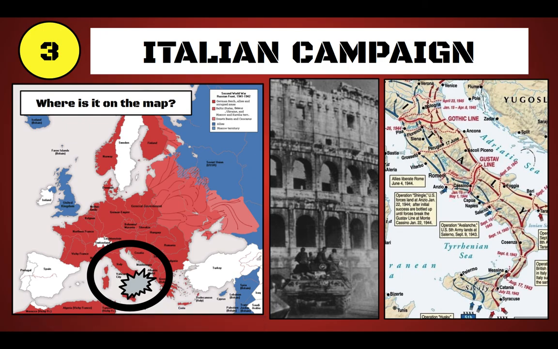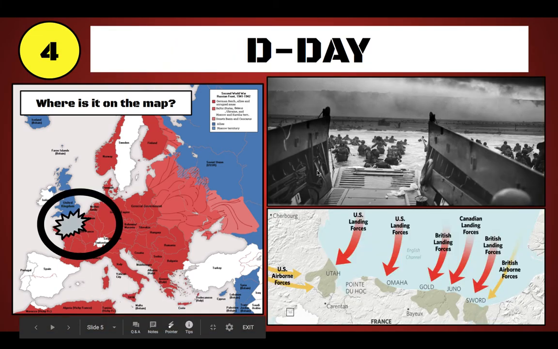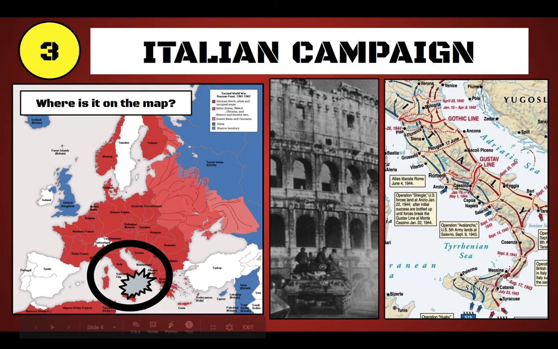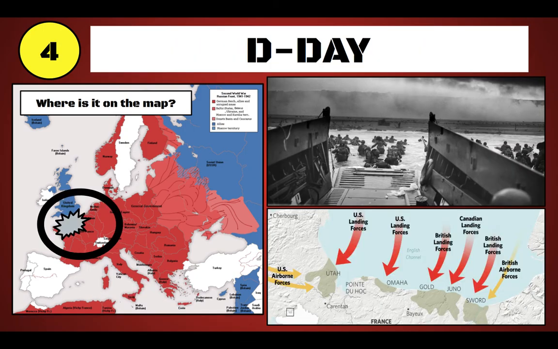Because as you guys know, Mussolini was in charge of Italy, had taken over Italy in the name of fascism. And so we are liberating Italy from the fascist dictator. So that is the Italian campaign. And here's a picture of the Allies liberating Rome. You can see the Colosseum in that picture. Event number four is the turning point for the Allied powers.